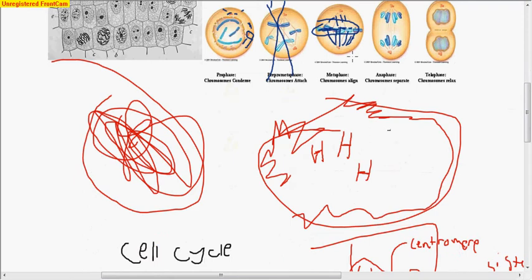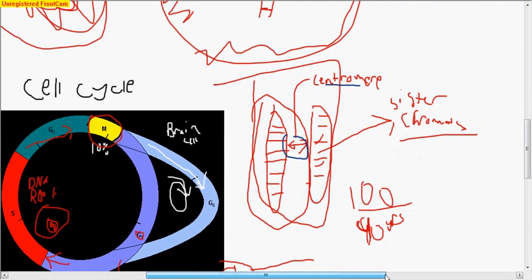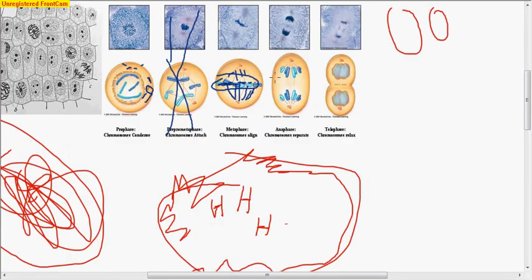Okay, and what's going to happen in anaphase are these chromosomes are going to be ripped apart at the centromere, and these sister chromatids are going to be broken apart and separated into sister chromosomes, right? And these sister chromosomes are going to be repelled or pulled by these mitotic spindles to opposite ends of the cells.